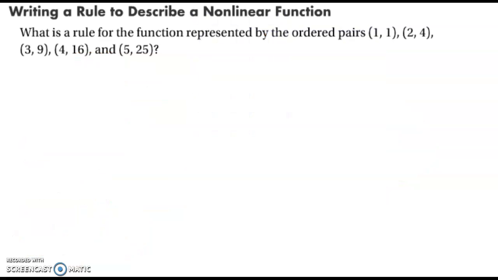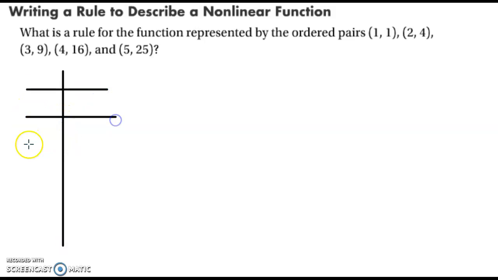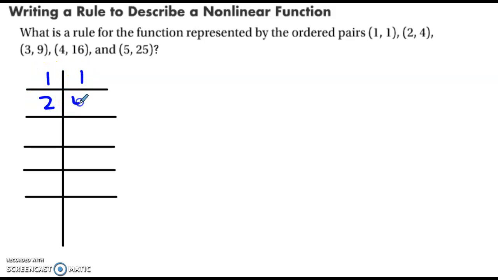So what we're going to look at today is writing nonlinear functions, right? So what is a rule for the function represented by the ordered pairs (1, 1), (2, 4), (3, 9), (4, 16), and (5, 25)? So I like to do this in table format, and you'll see why in a minute. I think it makes it a lot easier. So we've got our x values of, let's see, 1, 1. Then we've got 2, 4. We've got 3, 9. We've got 4, 16. And then we have 5, 25.